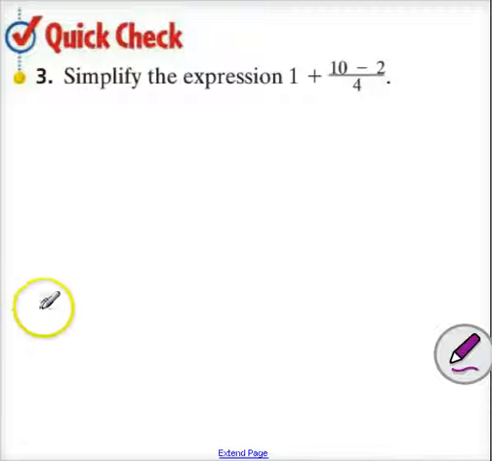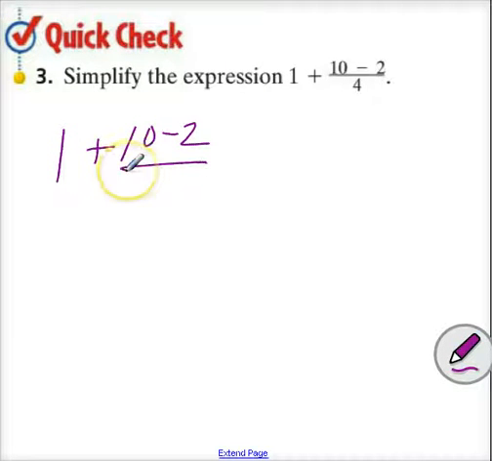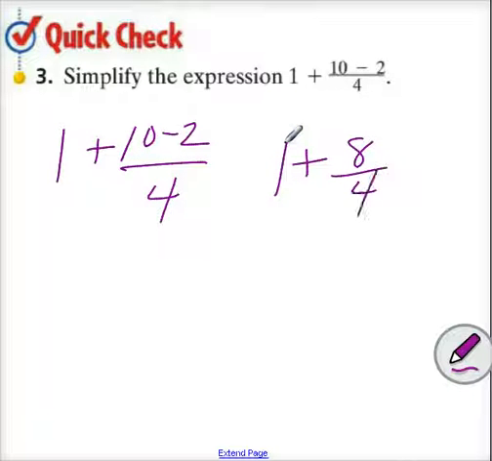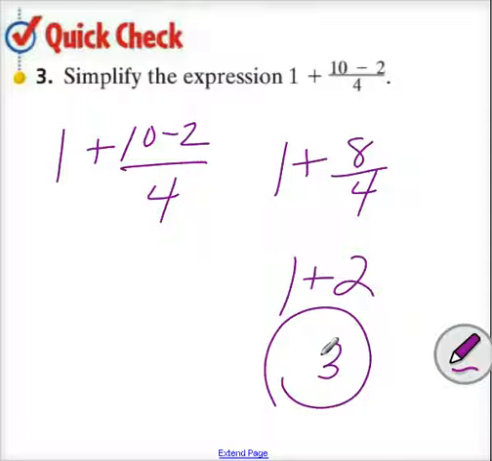Here's another fraction bar example. 1 plus 10 minus 2 over 4. I need to work with this numerator, the top of the fraction, before I can do anything. 10 minus 2 is 8. So I'm going to rewrite my whole problem. Now I have addition and division. Dividing comes first. 8 divided by 4 is 2. Add my 1. 3 is my final answer.